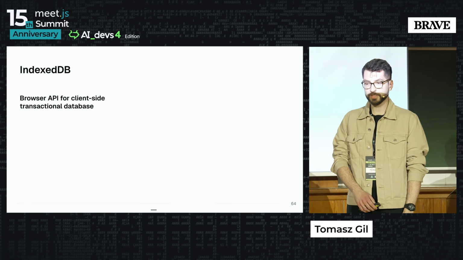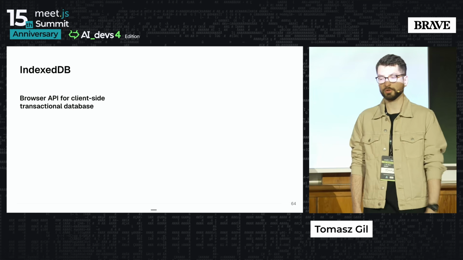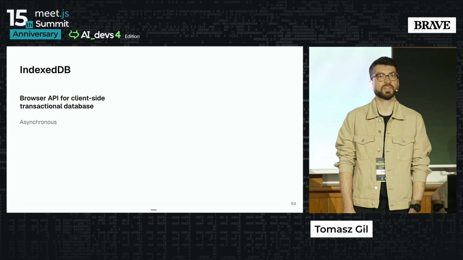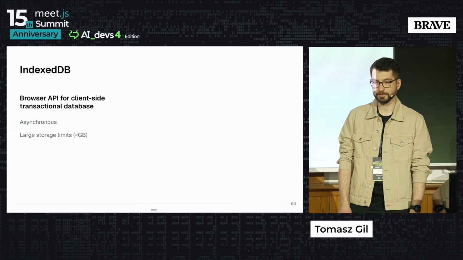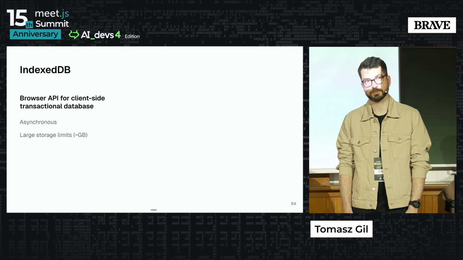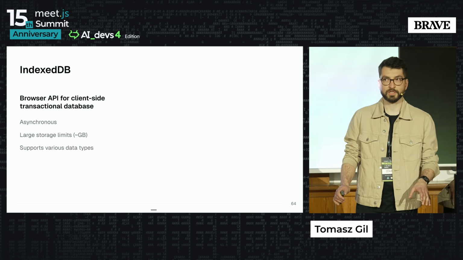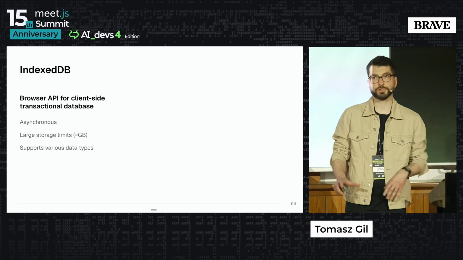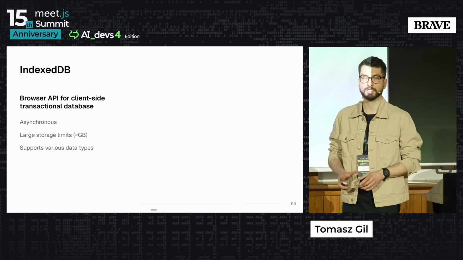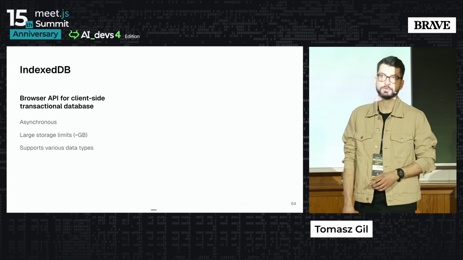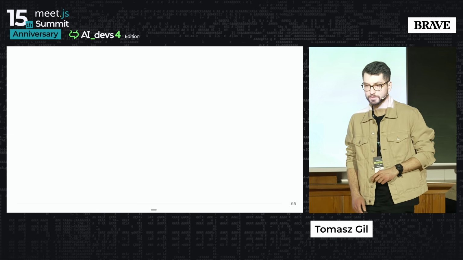IndexedDB is a browser API for a client-side transactional database. And importantly for us, it has the following characteristics. It's asynchronous, so writing and reading from it doesn't block the main application. It has large storage limits, gigabytes or even more. And it has good support for various data types. It can store arrays or objects, but it can also store blobs or files. All of these make it a very, very nice fit for storing large amounts of data that we have fetched from the API locally.